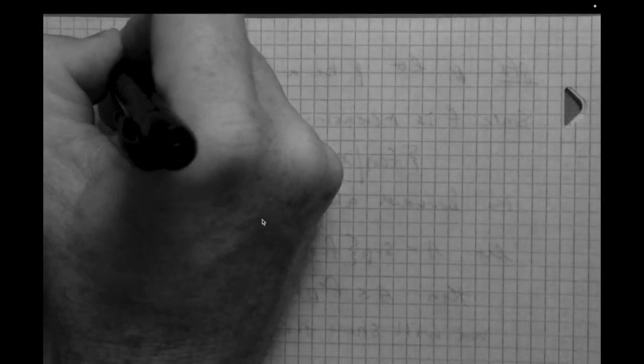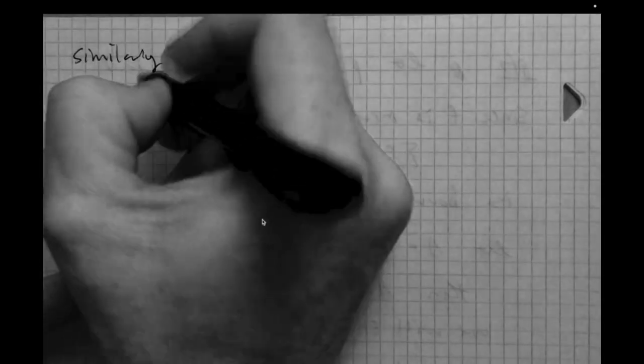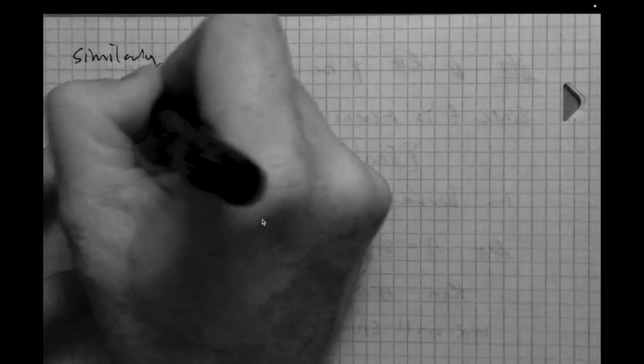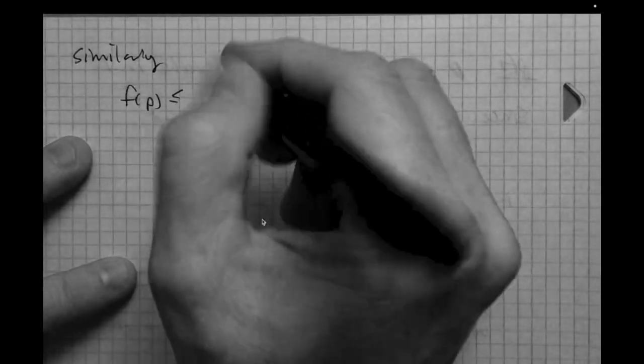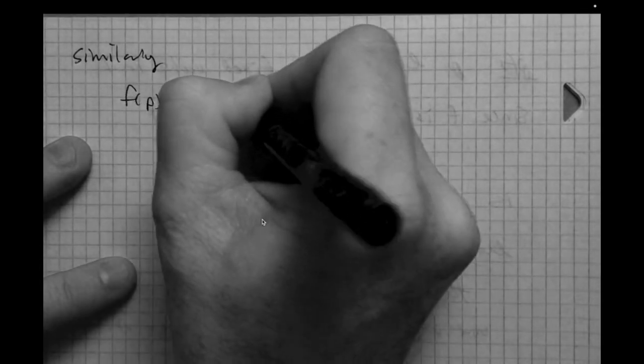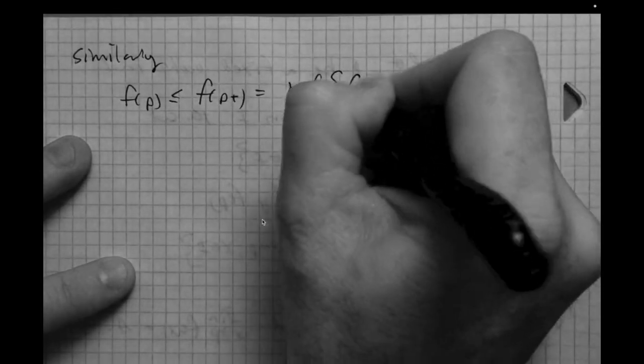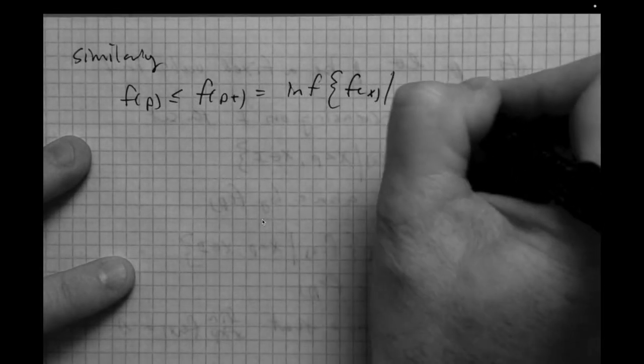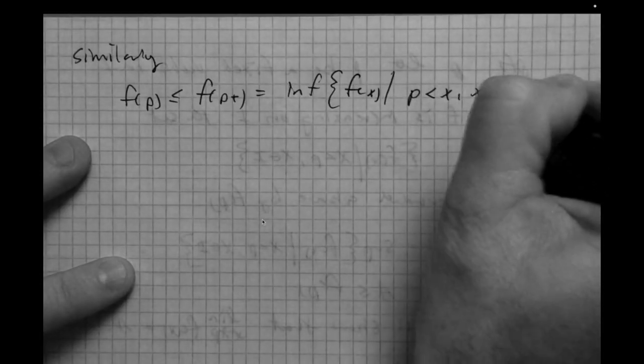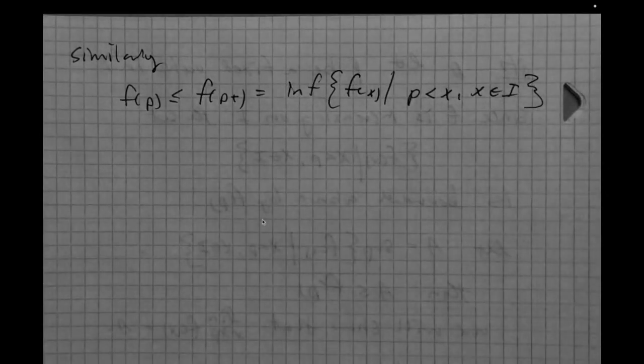Okay, and then we can do kind of the same thing from the other direction. Right, and I'll do it just a little quicker. So similarly, we could say that f of p would be less than or equal to f of p plus. This is the right-hand limit, which would be equal to the infimum of f of x such that p is less than x and x is in I. Okay, right. And so similarly, you could set the same thing up.